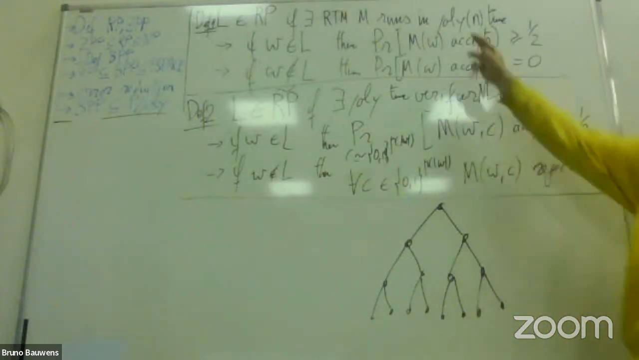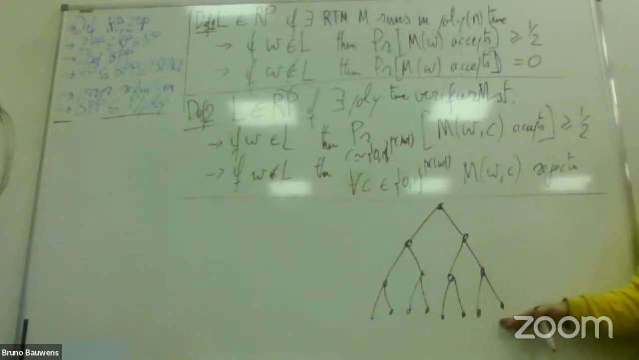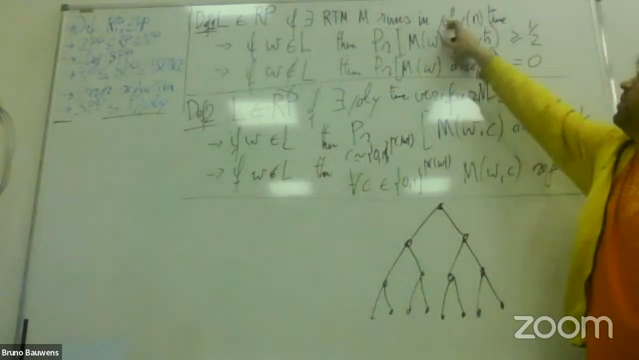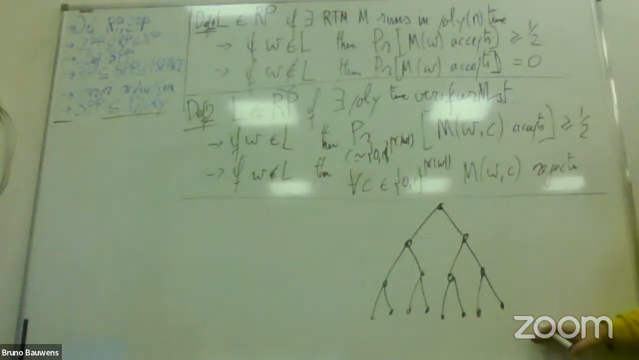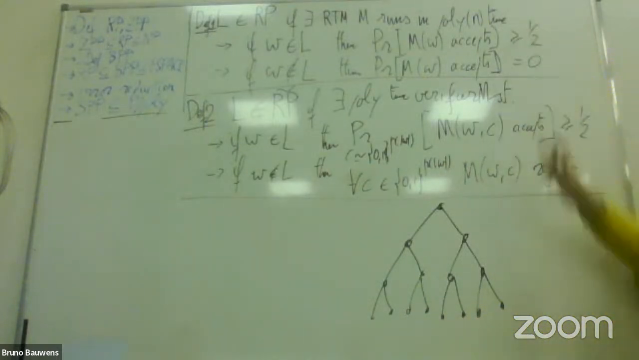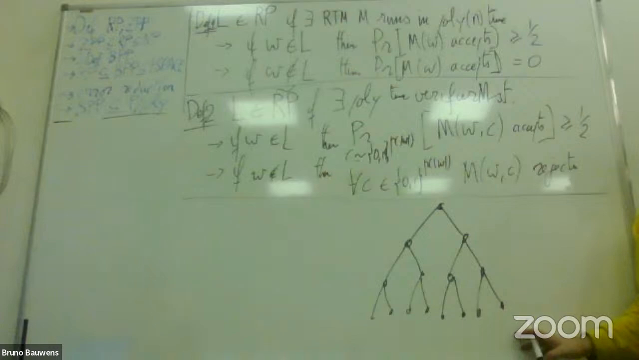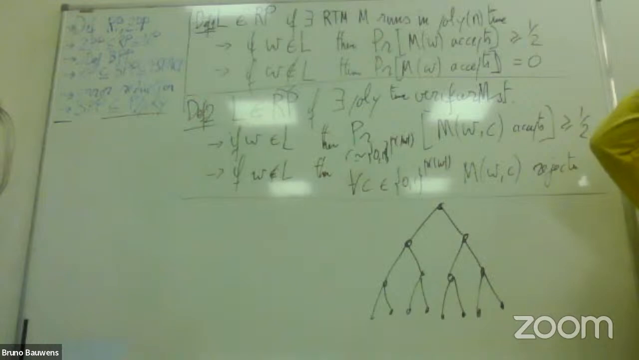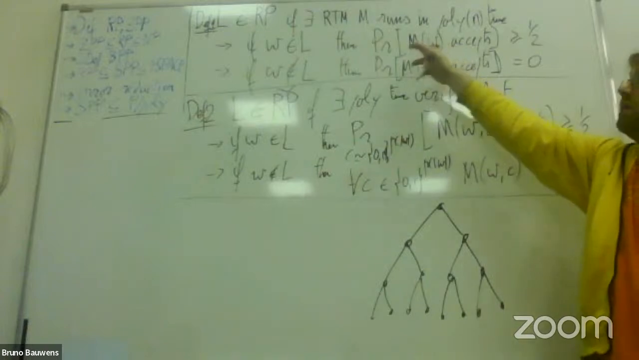We say that the machine runs in polynomial time if the computation always terminates after at most polynomially many steps. Now let us say that it always runs in exactly poly(n) time. Then the tree is a binary tree of fixed depth. The probability is now the fraction of leaves that accept. At least half of the leaves must accept W if W is in the language.